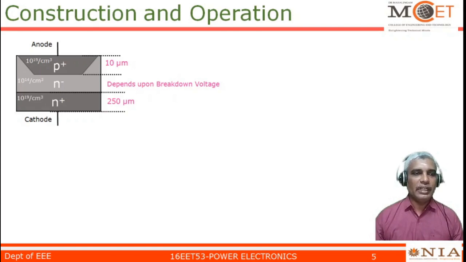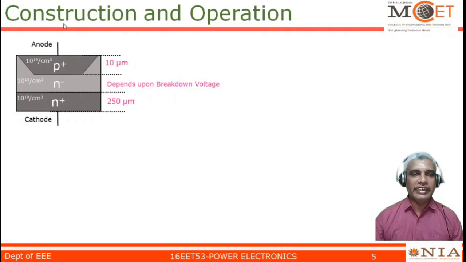The order of doping is 10 to the power of 19 per centimeter cube in the case of P plus and N plus, whereas N minus is 10 to the power of 14 per centimeter cube. Looking at the width of the layers, the P plus layer is 10 micrometers in size, whereas the N plus layer is 250 micrometers. The width of the N minus layer depends on the breakdown voltage of the device, that is, its voltage withstanding capability. The voltage withstanding capability decides the N minus layer width.